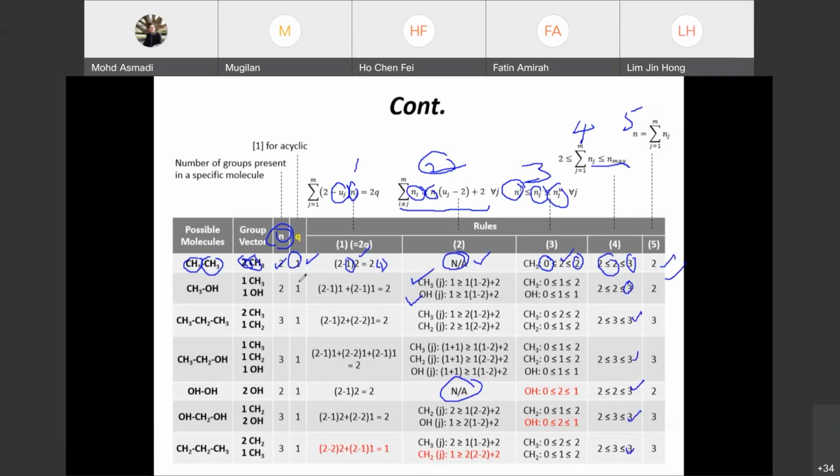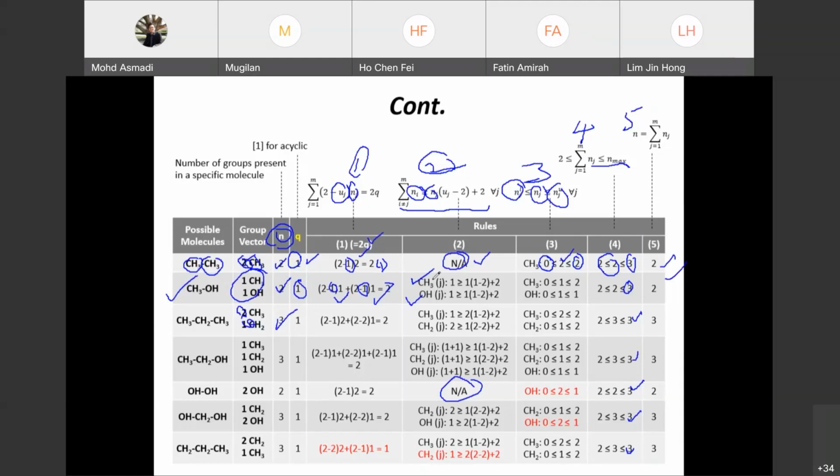The second one is CH3 and OH, so one CH3, one OH. So the number of groups we have is 2. If this one, we have 3. So we have to calculate rule number 1. If you look at it, valence 1 for CH3, valence 1 for OH, and the number of groups is equal to 1 for each, because CH3 is 1, OH is 1. Equal to 2. 2 times 1, because Q is equal to 1.